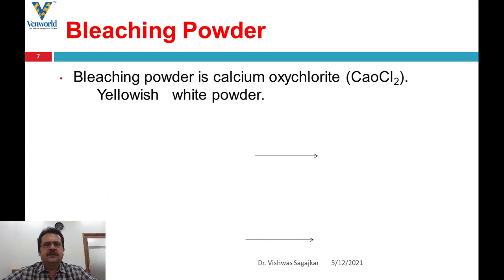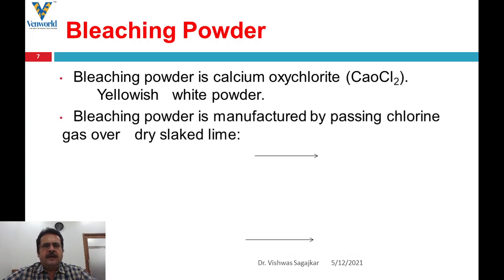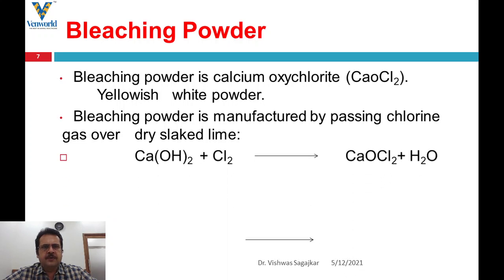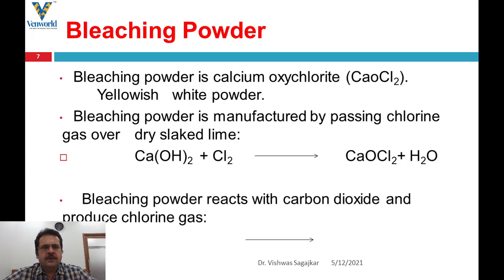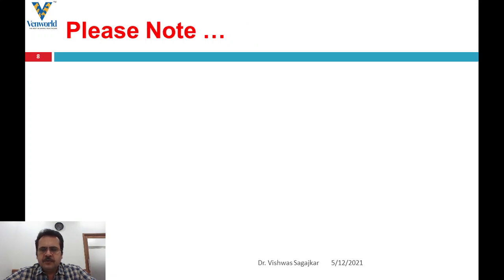Bleaching powder is called calcium oxychloride, a yellowish white powder. It is manufactured by passing chlorine gas over dry slaked lime, which in common language is called chuna. Gas treatment on chuna makes bleaching powder. In the reaction shown here, calcium oxychloride is formed along with water, and bleaching powder reacts with carbon dioxide and produces chlorine gas, which is released into the atmosphere, leaving calcium carbonate. We have to note a few important points about bleaching powder while using it.